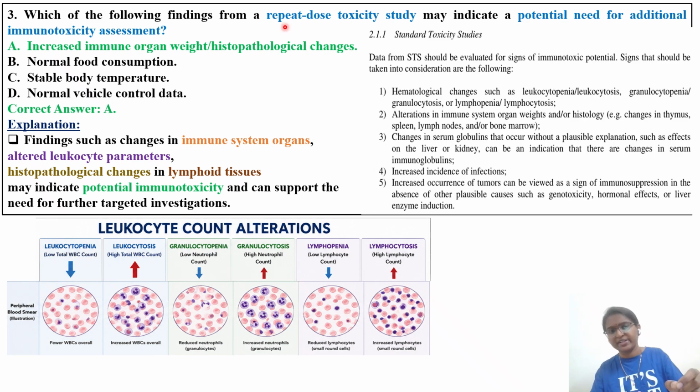Which of the following findings from a repeat dose toxicity study may indicate a potential need for additional immunotoxicity assessment? So already repeat dose toxicology studies you have done, 28-day or 3-month or 9-month study you have done. So from the information from this study, how is it going to help you to decide? Let's see. Increased immune organ weight and histopathological changes. The right answer is if there is a change in the organ weight, particularly thymus or thyroid, like that, immune endocrine organs are there, no? And is there any change in the histopathological findings? If you find there is a change in the histopathological findings, then that will be your decision maker.